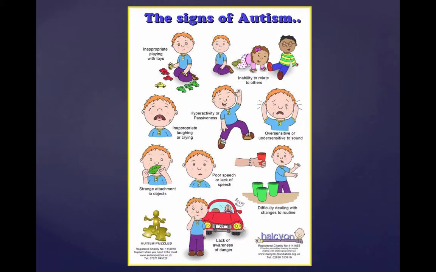Here is a chart of the signs of autism. Inappropriate playing with toys, inability to relate with others, hyperactivity or passiveness, inappropriate laughing or crying, poor speech or lack of speech, strange attachment to objects, lack of awareness of danger, difficulty dealing with changes to routine, and oversensitive or undersensitive to sound.